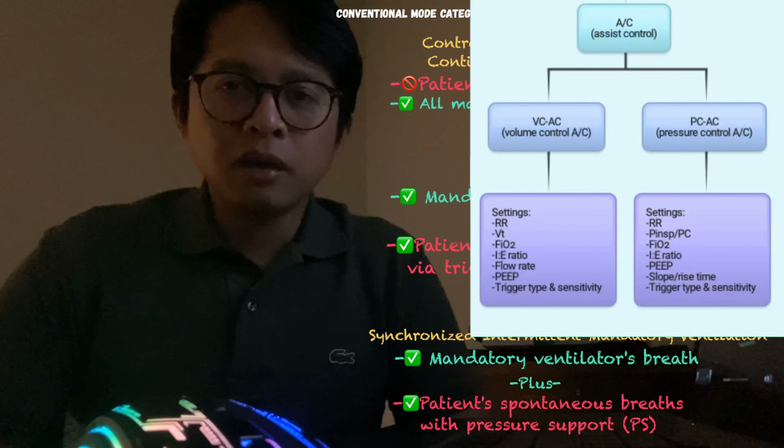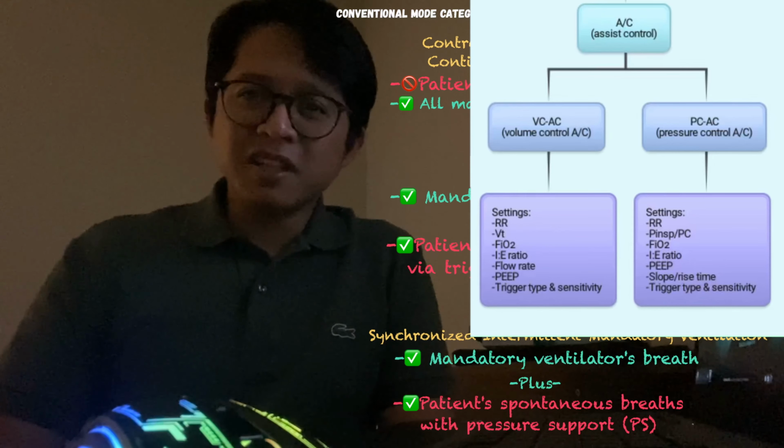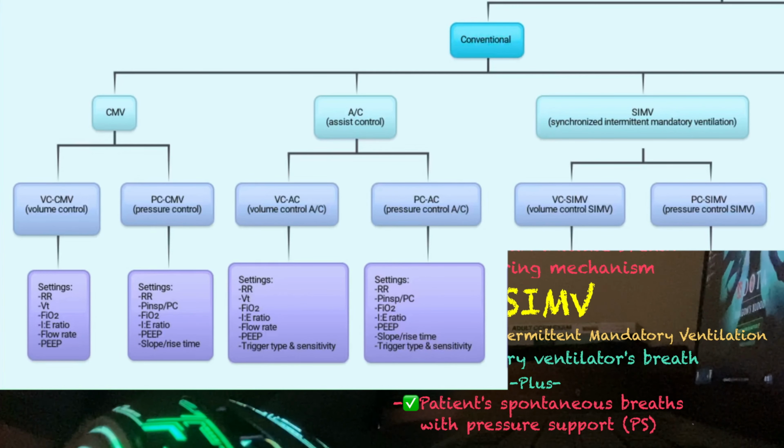Okay. How about SIMV? SIMV, just like CMV and AC, we have VC-SIMV and PC-SIMV. The only special thing about SIMV from the two is that the patient can have a breath on their own in between the set ventilator breaths. Either your SIMV mode is volume control or pressure control. Okay, that's how this works, guys.